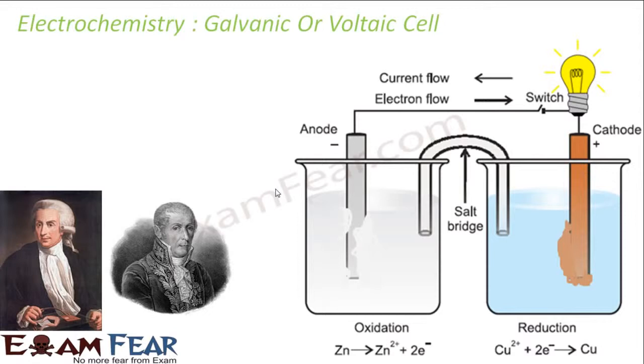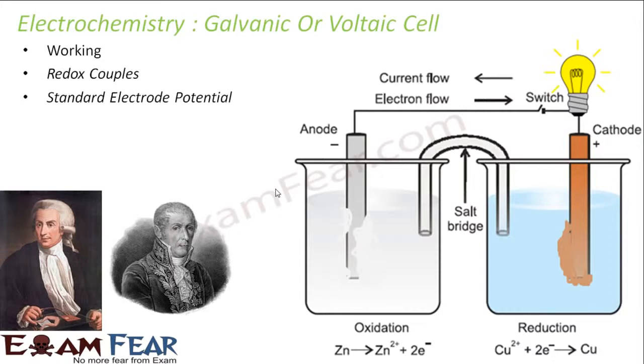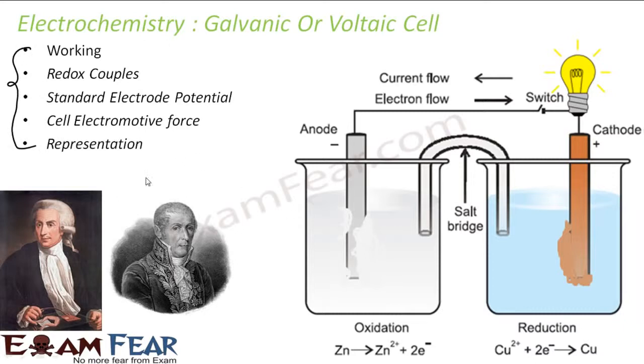Now we'll study the electrochemical cell. An electrochemical cell is also called a galvanic cell or voltaic cell, in honor of Volta and Galvani, right? In this we'll be studying the working. We'll study the redox couples of these cells. We'll also study the standard electrode potential. We'll also study the cell electromotive force for these kinds of cells, and we'll see how to represent these kinds of cells. Right? So we'll study 5 things for this galvanic or voltaic cell.